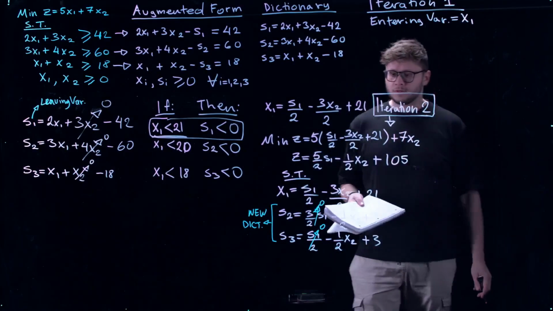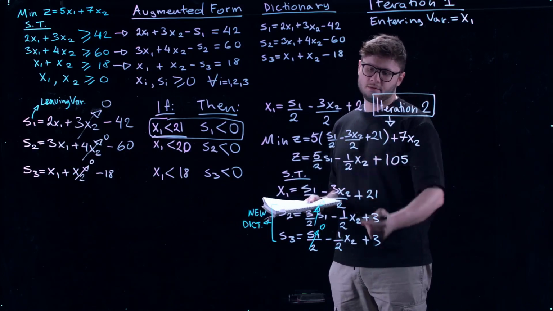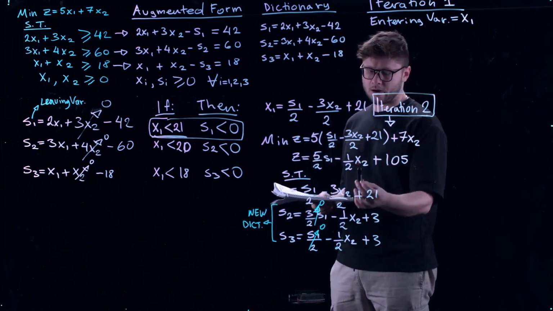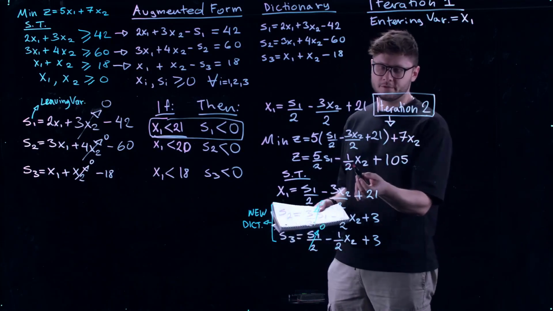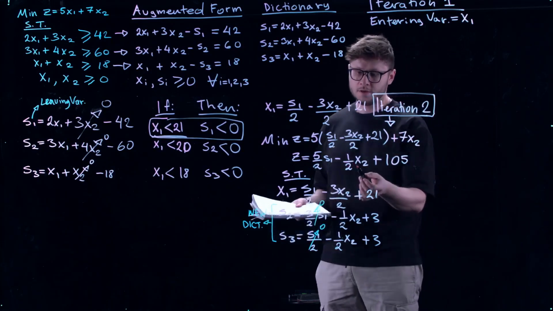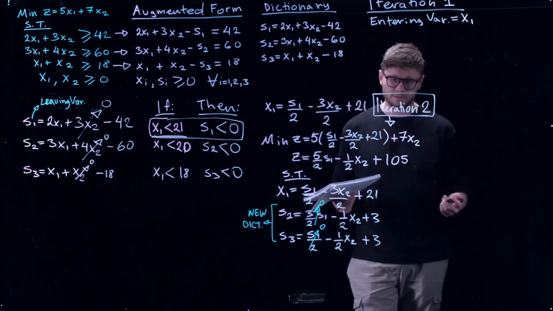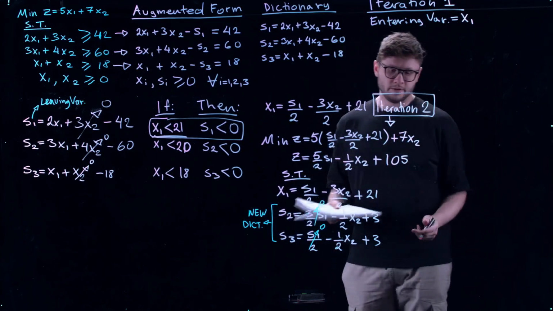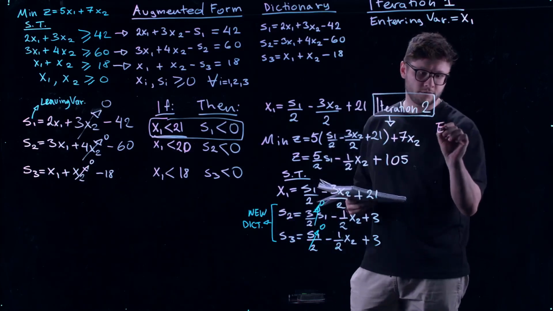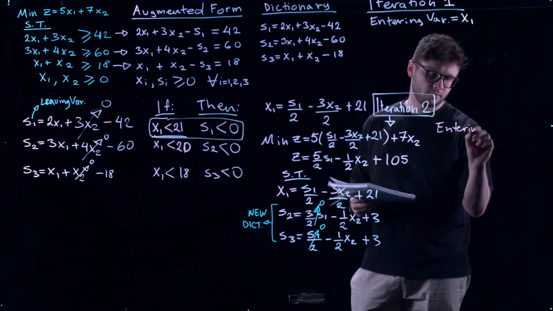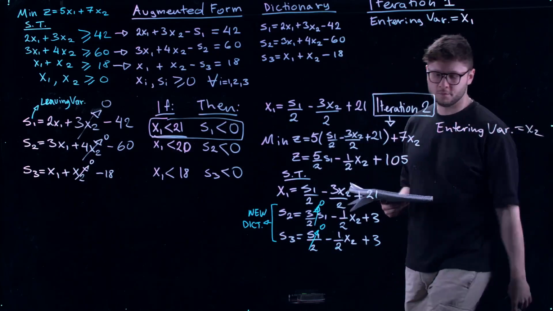All right, so it goes without saying that in this iteration, x2 is going to be our entering variable, not just because it has the smallest coefficient in our new objective function, but also because it's the only non-basic variable we have left, right? We already did x1 in the previous iteration, so we could just note that over here, entering variable equals x2.